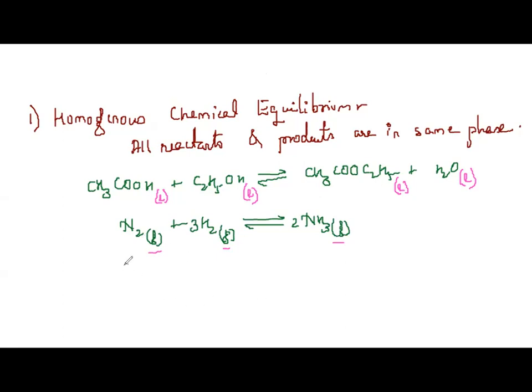One more example: during the manufacture of sulfuric acid, this is the key step, the oxidation of sulfur dioxide to sulfur trioxide. If you look here, oxygen, sulfur dioxide, sulfur trioxide, all are in the gaseous state. Understand? So the equilibrium reaction in which all the reactants and all the products are in the same phase, we call homogeneous chemical equilibrium.